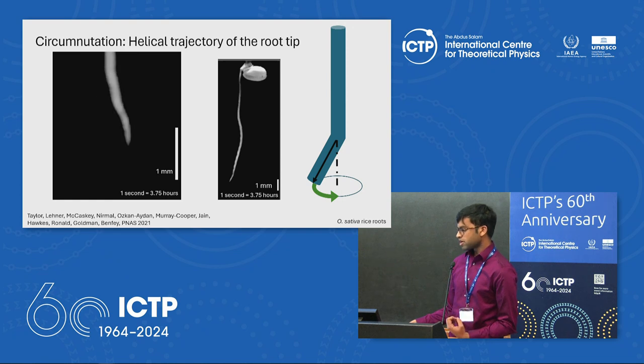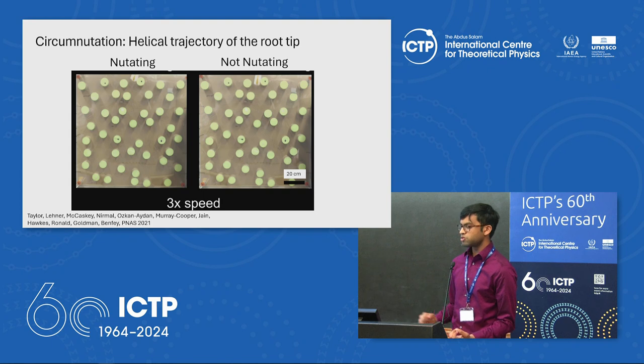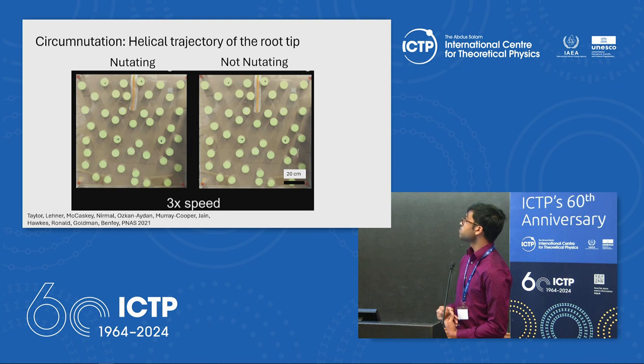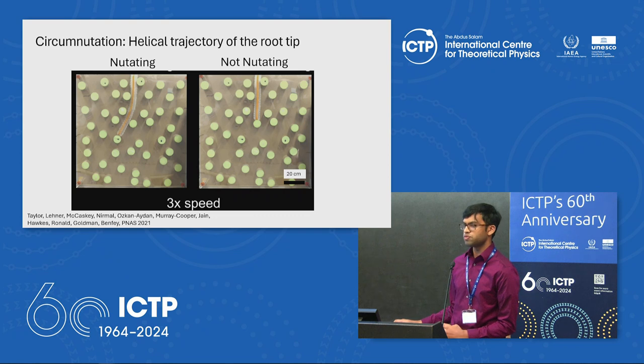We've actually created a robot which does, in this case, not circumnutation because it's a 2D robot, but nutation with an averting tip. And you can see that if you nutate, you're able to get past many obstacles that a non-nutating robot would not get past. You can see the one which doesn't nutate gets stuck very quickly. So we have this behavior, and we can see that it is beneficial when exploring terrain.